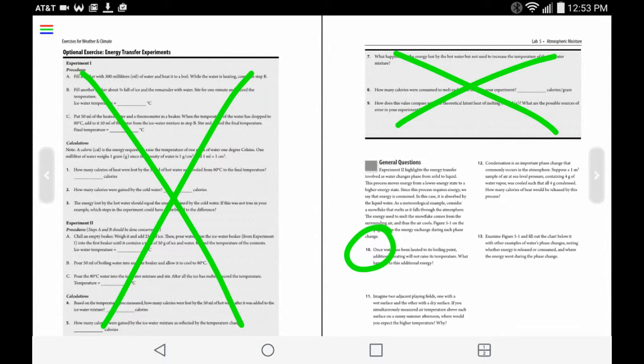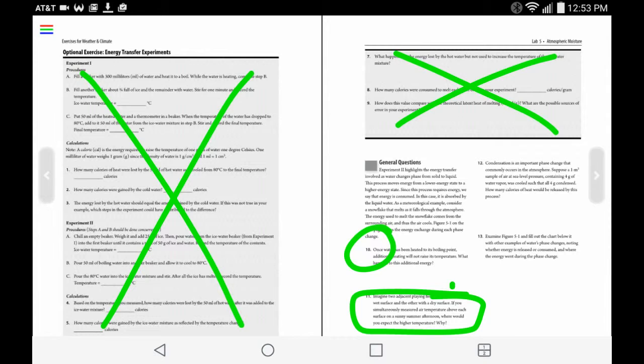Question 10 is really the only one of the questions that in any way refers back to that optional activity anyway. They just need to understand that when water is heated to the boiling point, from there on out, when you keep adding heat to the water, it doesn't increase the temperature further. The heat is used to convert the liquid water into water vapor, namely steam. Okay, so anyway, we'll do question 11, which is pretty straightforward.